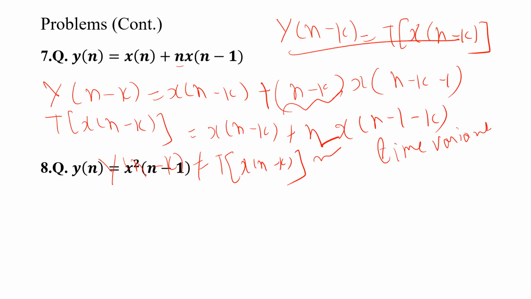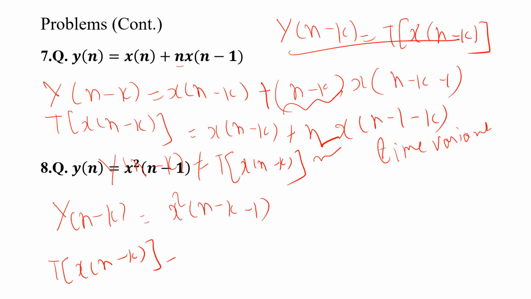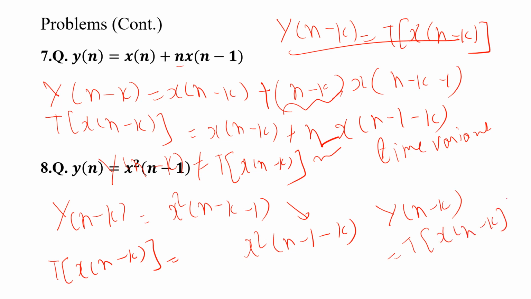Next, y of n is equal to x square of n minus 1. So what to write for y of n minus k? In place of n you have to write n minus k, so x square of n minus k minus 1. Next is the transformation of x of n minus k, which is x square of n minus 1 minus k. You can see both are equal, y of n minus k and the transformation of x of n minus k. So it is called a time invariant system.